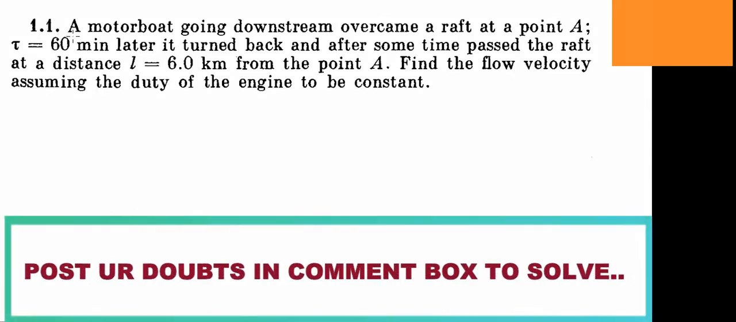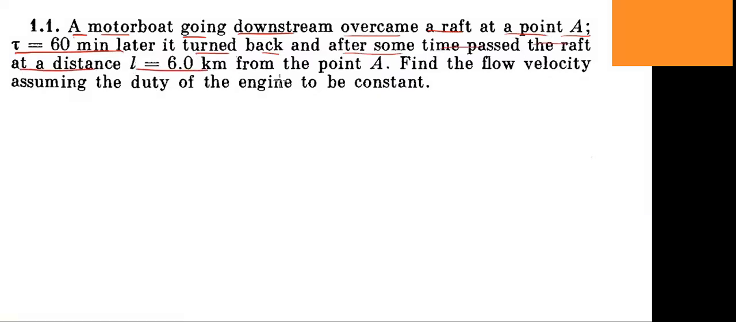The numerical says that a motorboat going downstream overcame a raft at a point A. Okay. Tau equals 60 minutes later, it turned back and after some time passed the raft at a distance L equals 6 km from the point A. Find the flow velocity, assuming the duty of the engine to be constant.